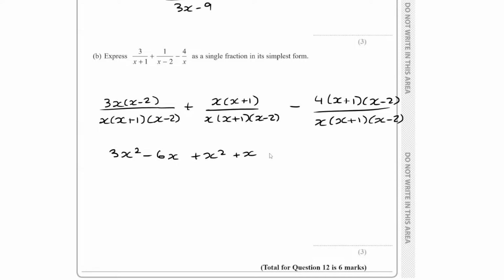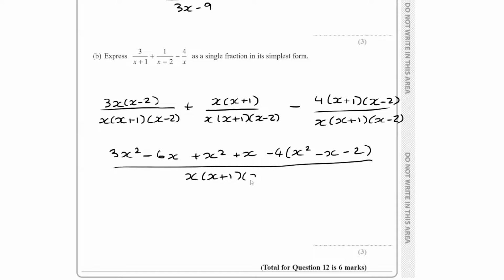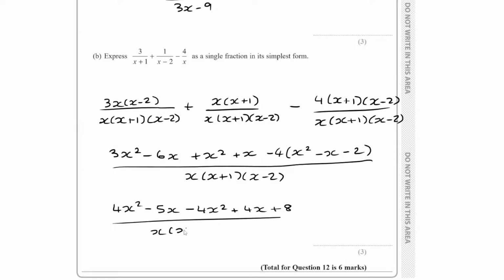Now this one is subtract, so I'm going to expand the double brackets first. x squared minus 2x plus x, that's minus x minus 2, all of that over x plus 1, x minus 2. Obviously we can start collecting the like terms and then expand out the other one, so 4x squared minus 5x, and then multiply everything not just by 4 but by minus 4, right? So minus 4x squared plus 4x plus 8 over the same, and then again collect the like terms.